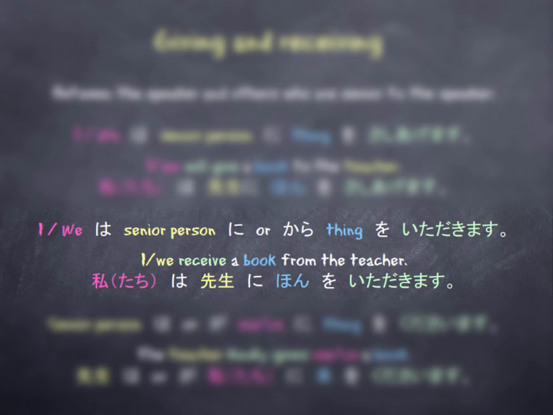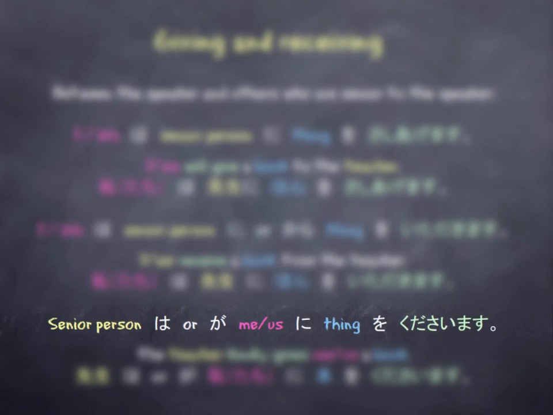And you probably heard this before, especially before eating. And again, that is a humble form of being grateful to receive something. And then in our last option here, we have the senior person followed by wa or ga, then me or us, followed by ni, and then the thing that we're talking about, and we finish with o kudasaimasu. So in this case, kudasaimasu is the keigo version of kuremasu.